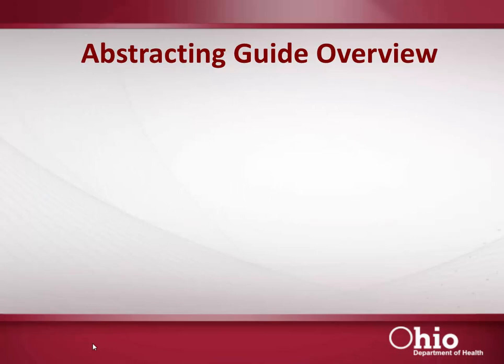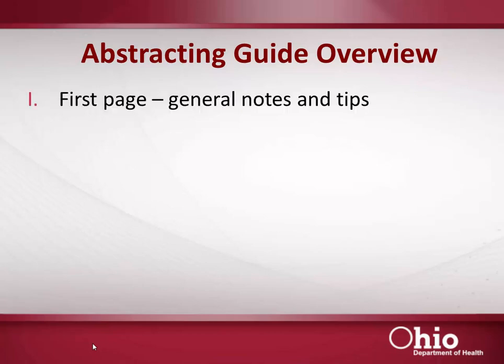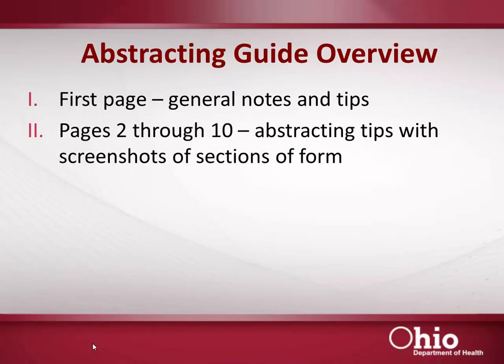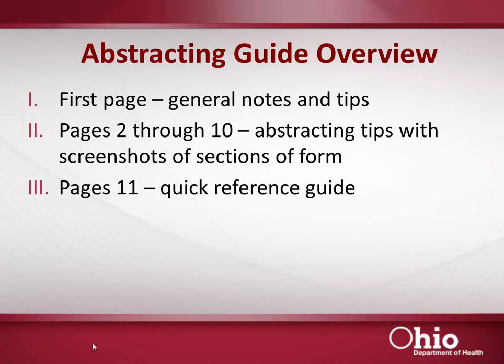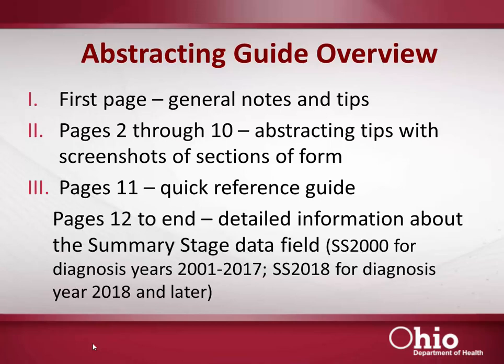Most of the content of this webinar is material that is available in the downloadable Prostate Cancer Abstracting Guide on the OCISS website. The abstracting guide is divided into 3 sections. The first page has some general notes and tips. The second section is the bulk of the guide, which takes you through the entire WebPlus reporting form and how to abstract prostate cancer cases. The remainder of the guide is made up of a 1-page quick reference for some of the data fields, along with detailed information on the summary stage data field that is frequently used in national statistics and by researchers in their analyses. These references are referred to throughout the abstracting tips in the second section.